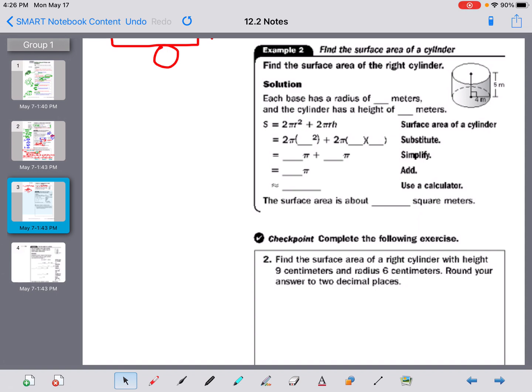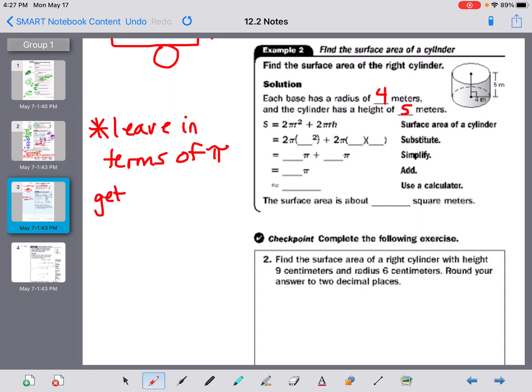So on my next cylinder down here, find the surface area. It looks like I have a radius of 4. I have a height of 5, okay? One thing I want to tell you before we start doing the work is leave in terms of pi, okay? What this will do is save you a lot of work and allow you to do very little with a decimal. Sometimes we don't even need it, okay? Get the decimal at the end.